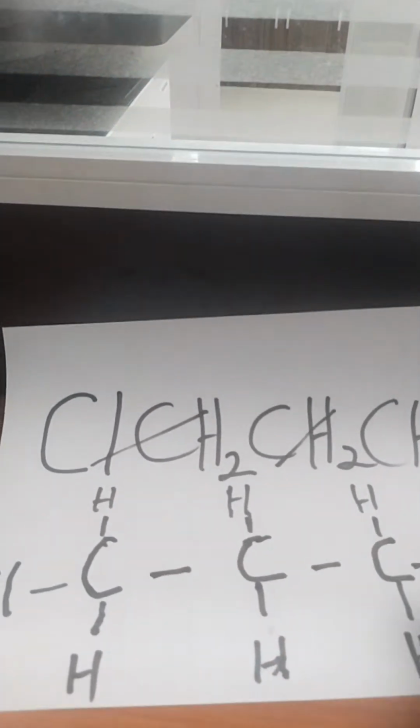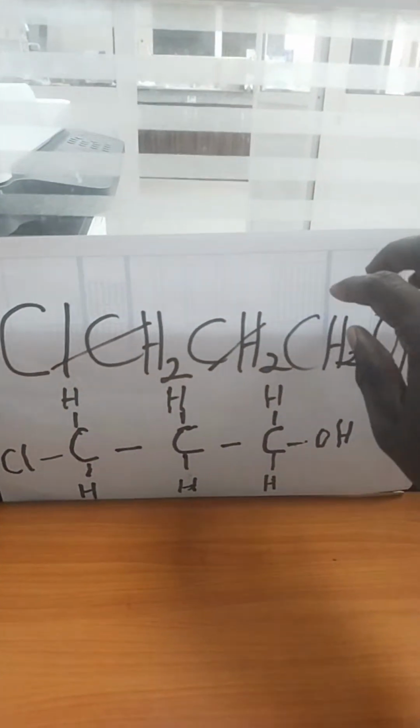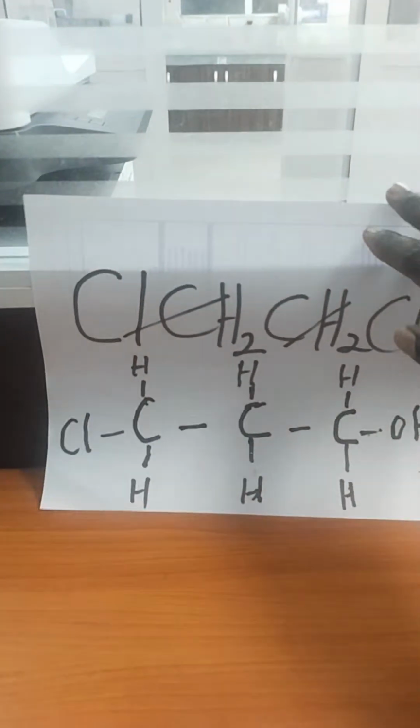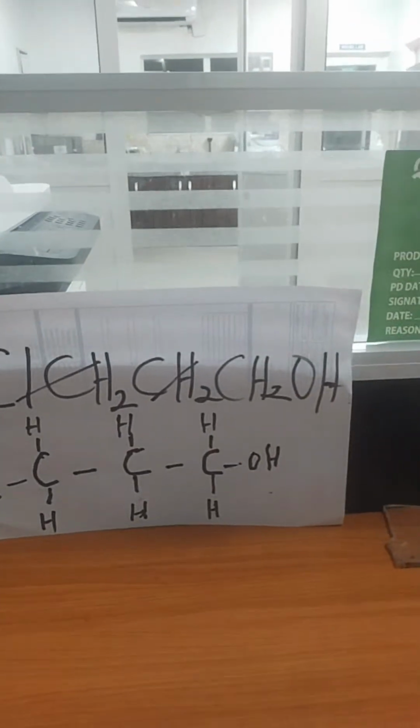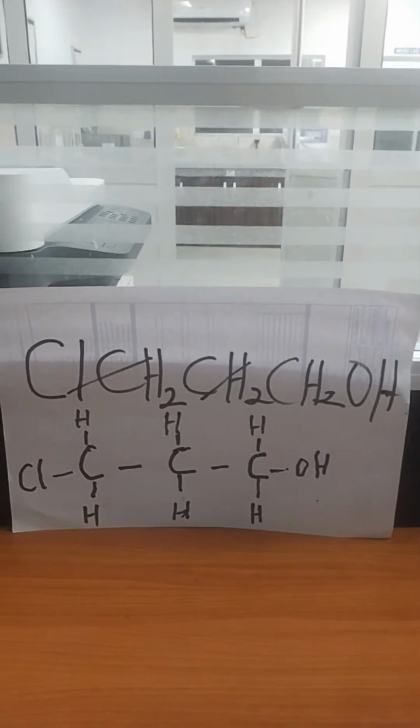Having been able to write the structure as you have seen, the next thing that you are supposed to do is to give the IUPAC nomenclature. It's for you to give the IUPAC name of the compound.